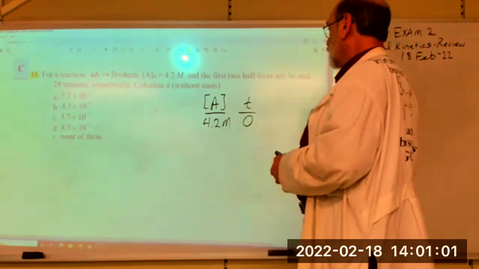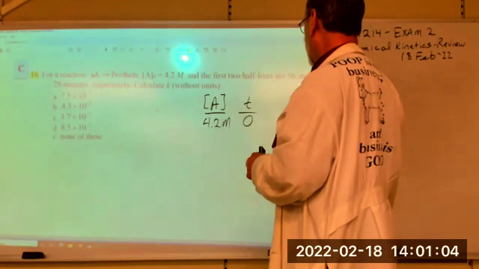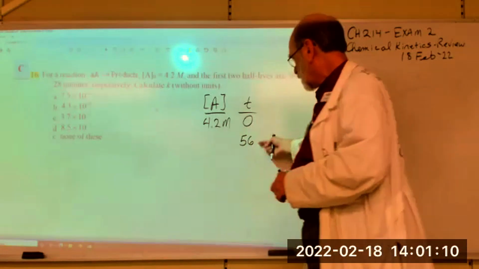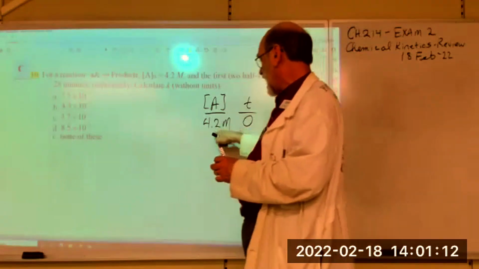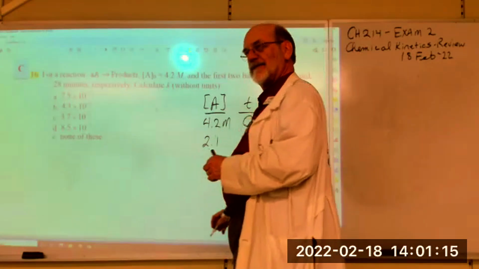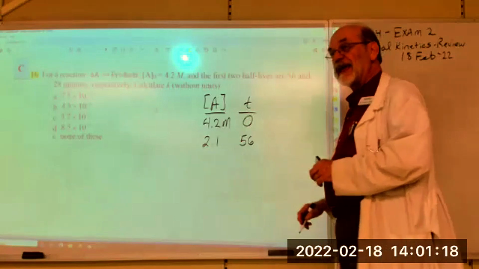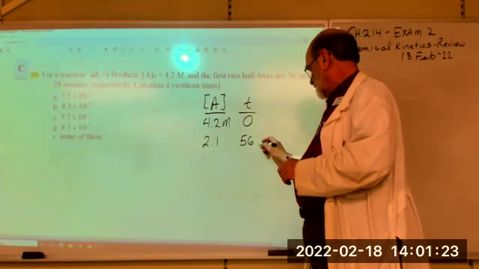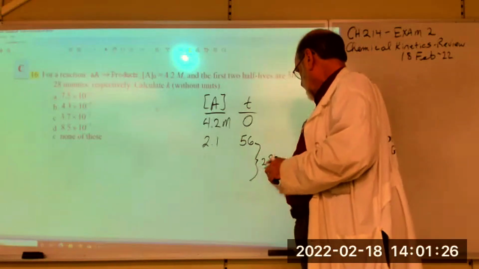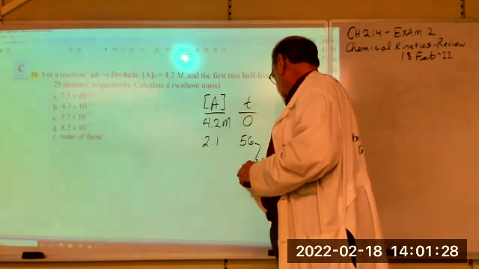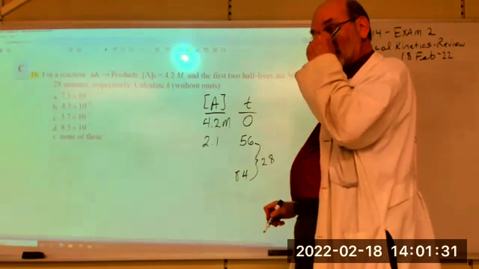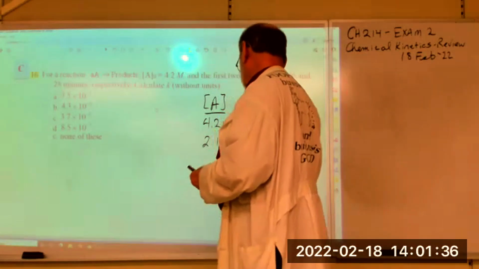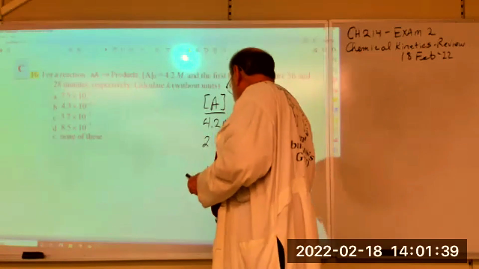Then the first two half-lives: the first half-life is 56 minutes. So from 0 to 56 is a half-life, which means half of that is left. The second half-life is 28 minutes, which means the actual time from the beginning was 84 minutes. And the amount will be 1.05, right?